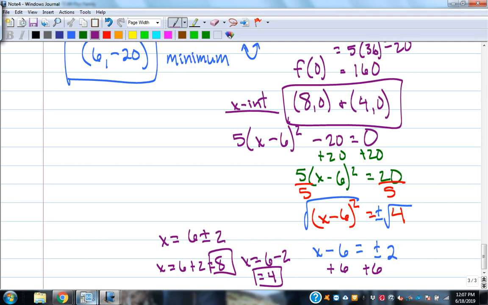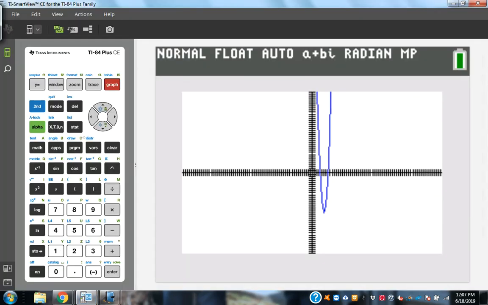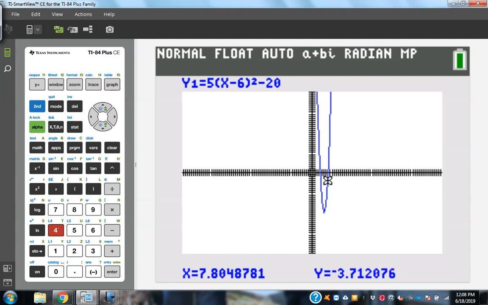If I look at my graph, I should see it crossing the x-axis at 8 and 4. Okay. If I hit trace 8, there it is. Y value 0. It's crossing the x-axis there. Trace 4. Boom. My vertex should be at 6. Trace 6 with a y value negative 20. Hey, there it is. My y-intercept should be at 0. So if I hit trace 0, hey, it gave me the y value there. That's nice. So my graph matches the stuff I found.